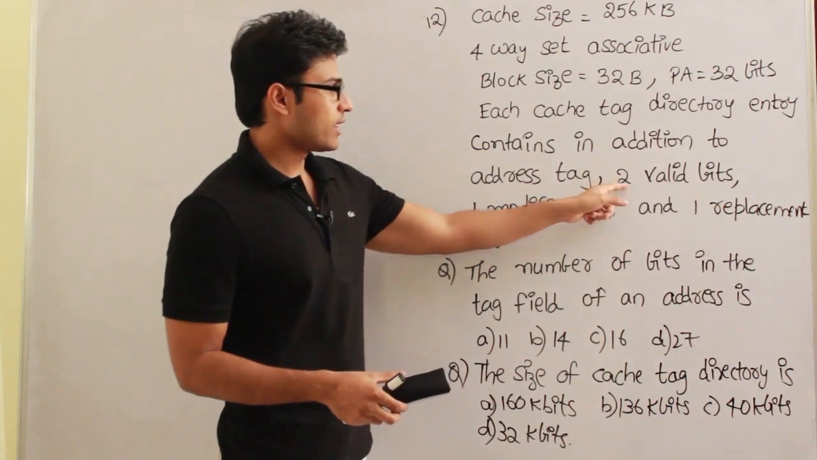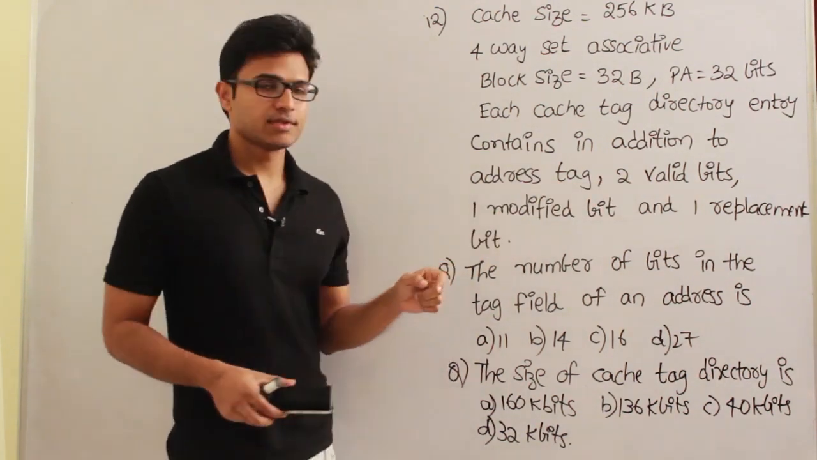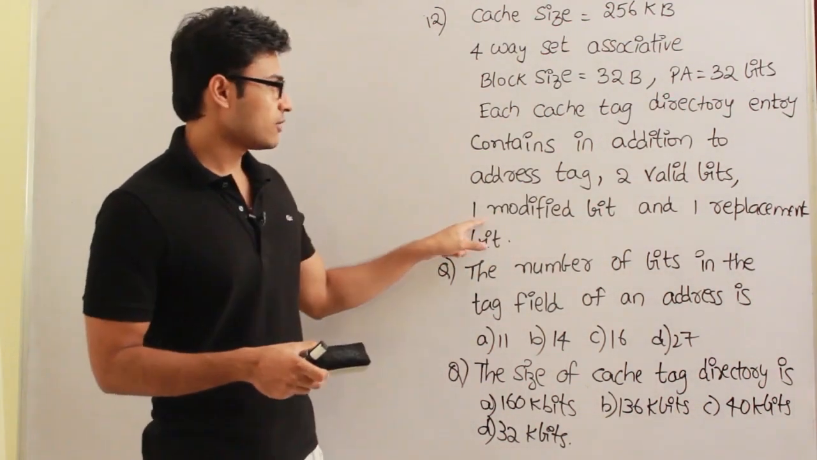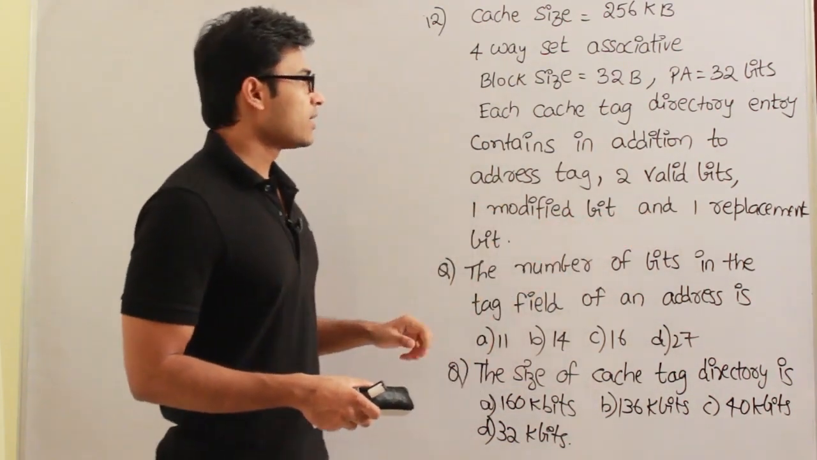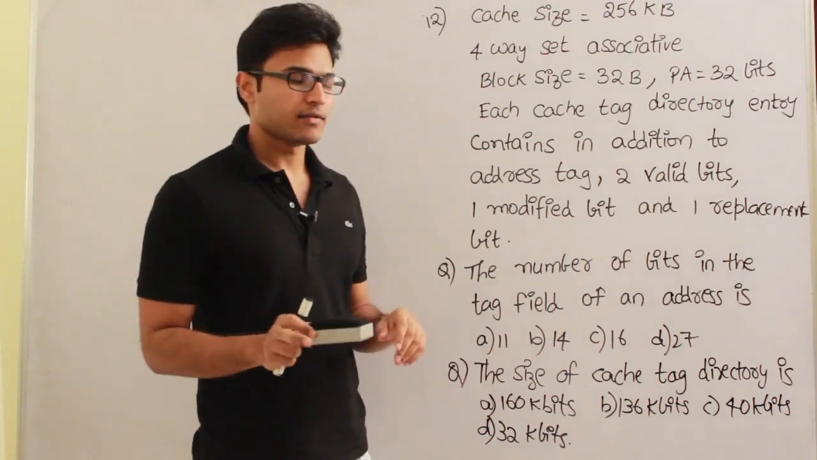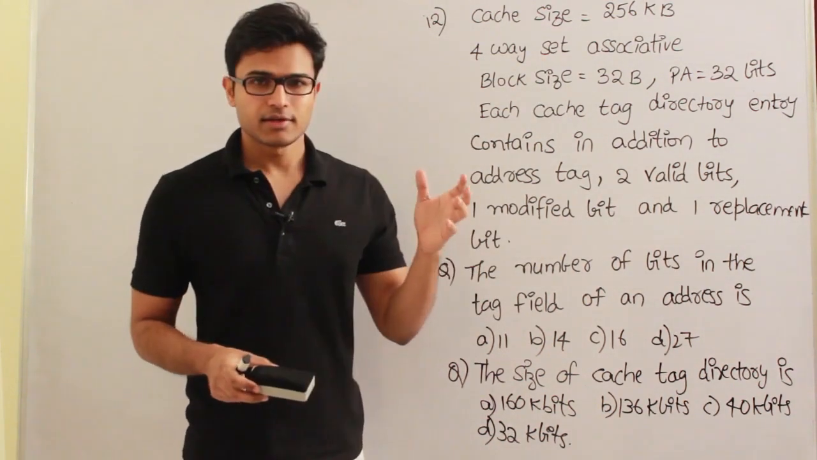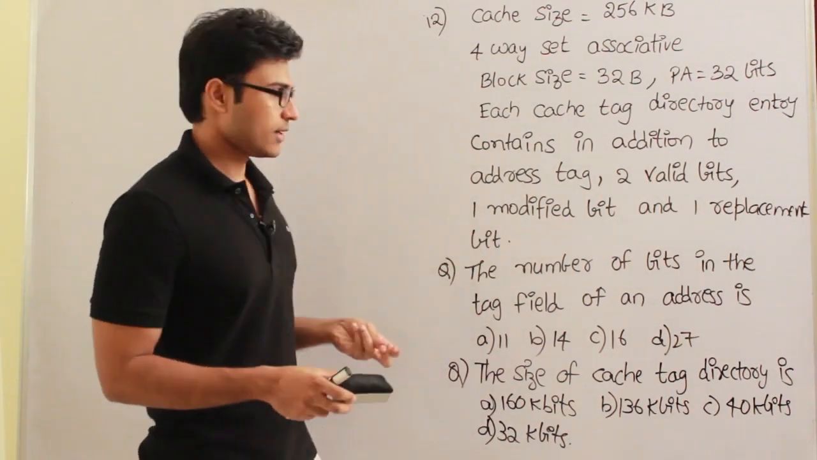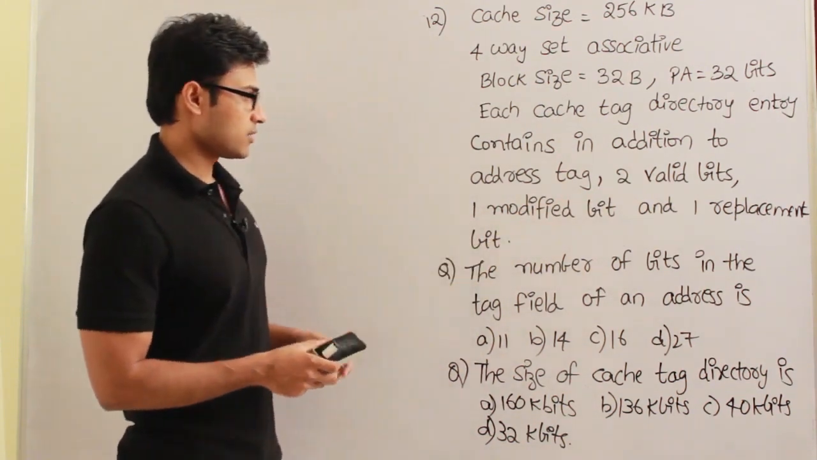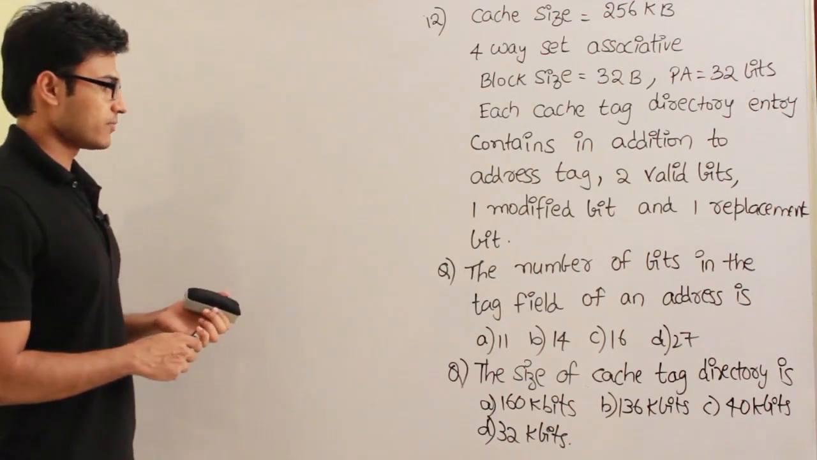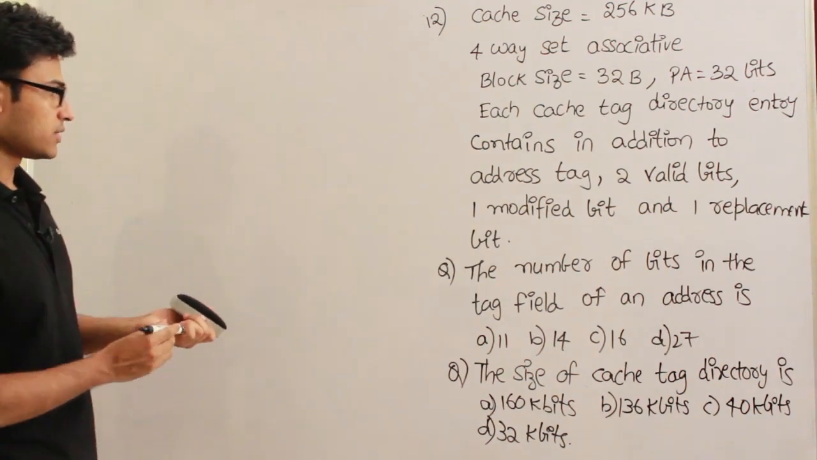Along with that, they contain two valid bits, which means extra 2 bits, and one modified bit, which means extra 1 bit, and one replacement bit. So the tag directory contains for each tag entry 2 plus 1 plus 1, which means 4 extra bits. Then they are asking the same question, so it is nothing different from the other questions.